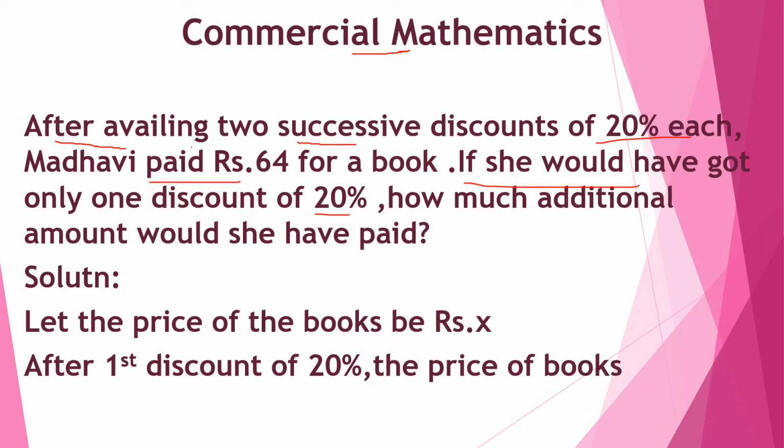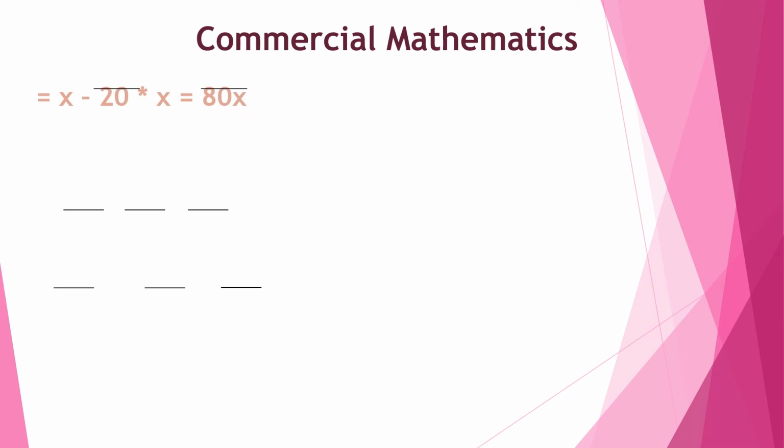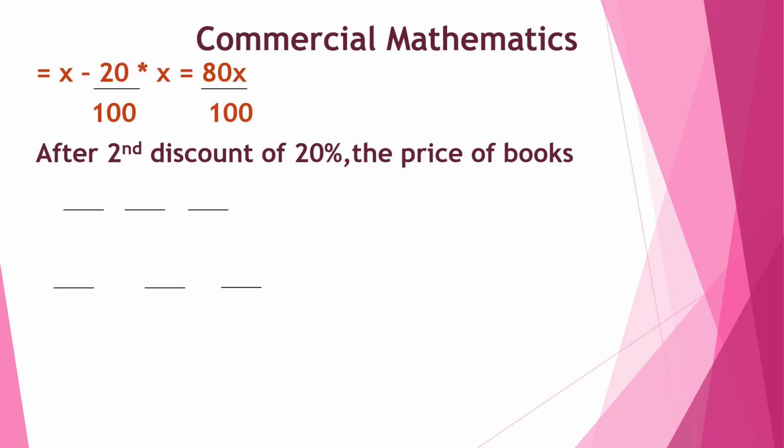So let the price of a book be rupees X. The first discount is 20% on the price of the book. So we have taken the price X, and on that they are issuing a 20% discount. So 20% of X. Now what we will do here, we don't have any values, correct? So we'll multiply by 100. So what is happening here? 100x minus 20x.